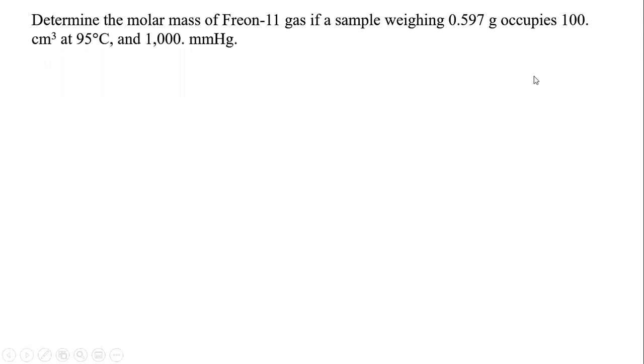So in this example, we want to determine the molar mass of Freon 11. If the sample of gas weighs 0.597 grams, occupies 100 centimeters cubed at 95 degrees Celsius and 1,000 millimeters of mercury. So here what we're looking for is the molar mass of this gas. And so what we have to remember is that the molar mass of a gas is equal to the mass times R times the temperature divided by PV. So again, the mass needs to be in grams, which it is.